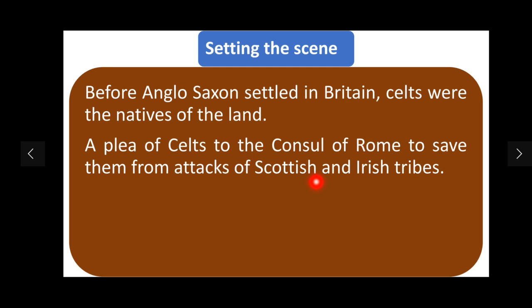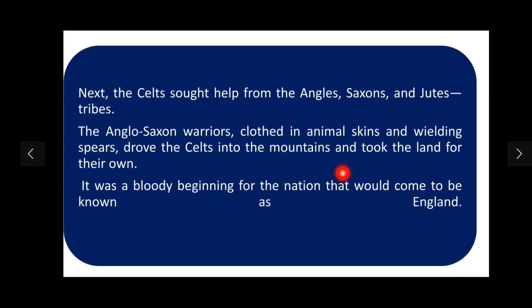And then there were constant attacks of the Irish and Scottish tribes on the Celt people. And then we will see that after these barbarian attacks, there would be the arrival of Anglo-Saxon tribes to Britain. Now, when the Roman Council couldn't help the Celt, they asked help from Anglo-Saxon.